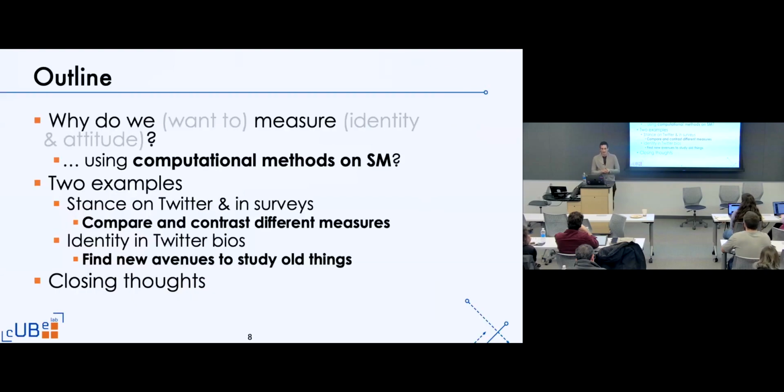I'm going to start with why we want to do that. I think it's a worthwhile question to remind ourselves of: why do we want to measure in general, and why do we want to measure identity and attitude specifically? And what is it about computational methods on social media that's helpful for that purpose? Then I'll talk about a collection of studies on bios, and then I'll close out with some other stuff.